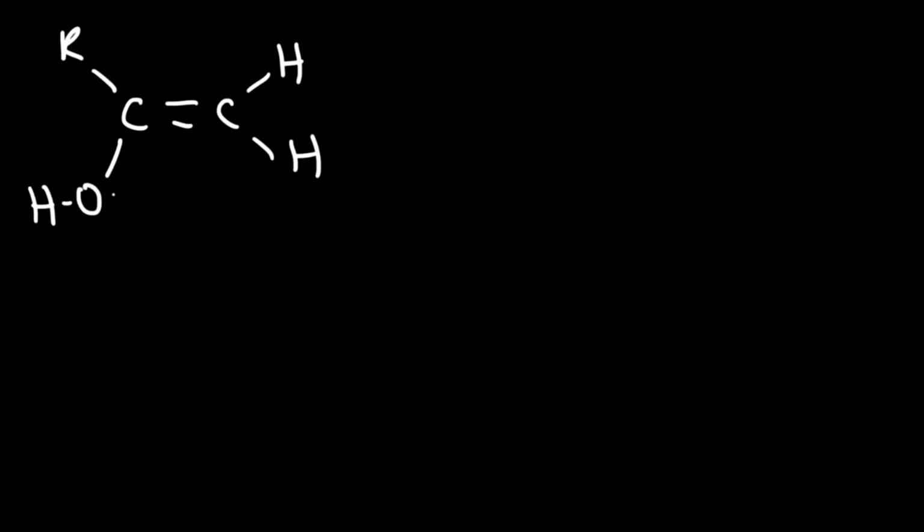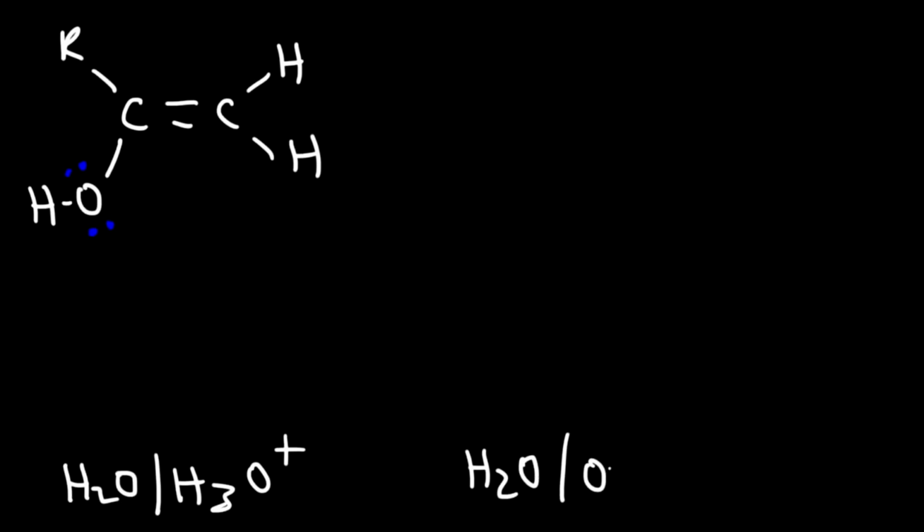So what's going to happen next? What can we do with this enol? How can we show its conversion into a ketone under acidic conditions? So under acidic conditions, you can only use water and H3O+. So H3O+ will be the acid. It's used for protonation. Water is used for deprotonation. It's going to behave as the base. Under basic conditions, water behaves as the acid. Hydroxide behaves as the base.